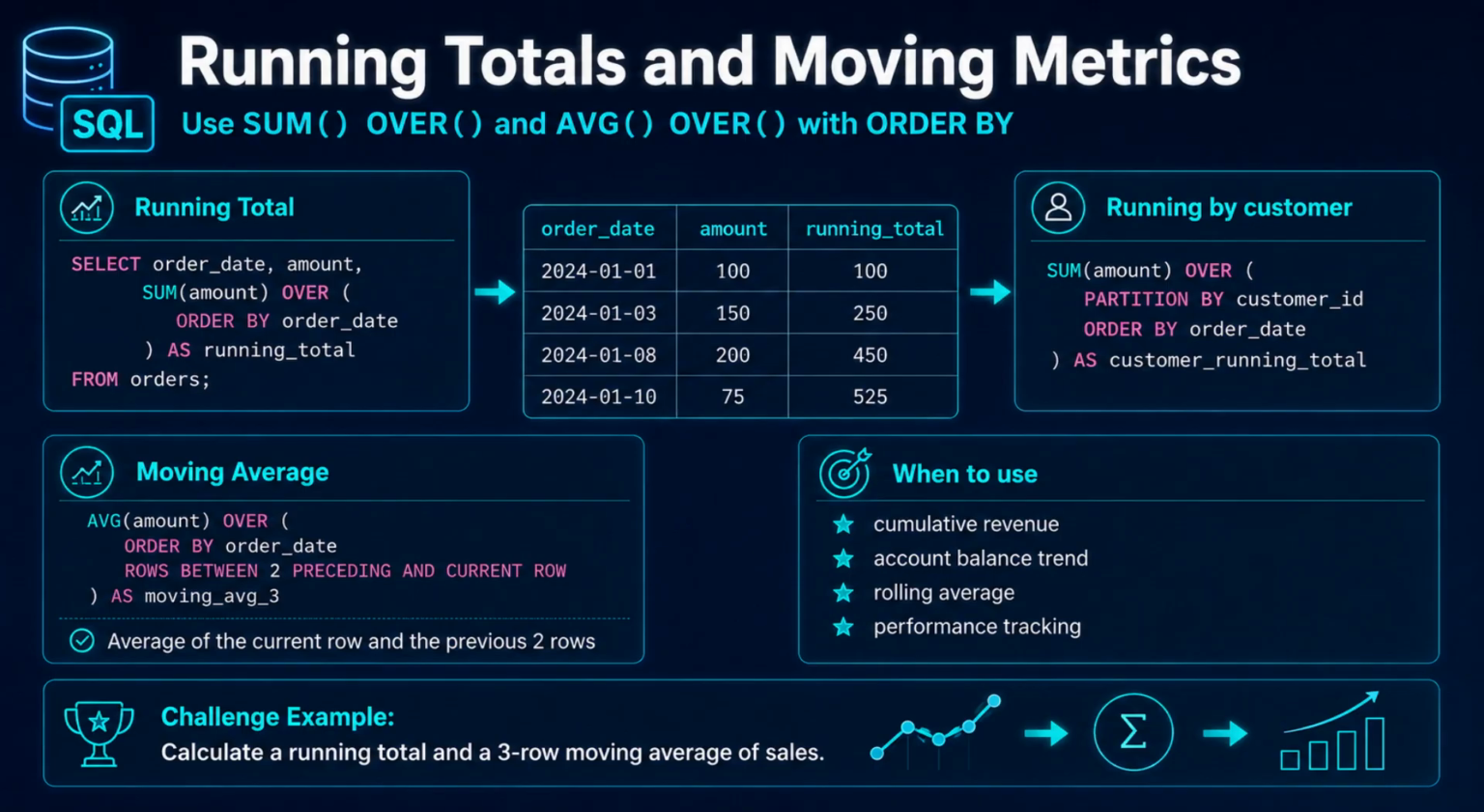Running totals are great when you want cumulative numbers, while moving averages are great when you want trends without too much noise. The challenge is to calculate a running total and a 3-row moving average of sales. This type of question is very common in analytics and data engineering interviews because it checks if you understand both ORDER BY and window frames.